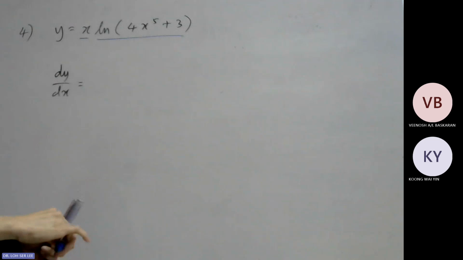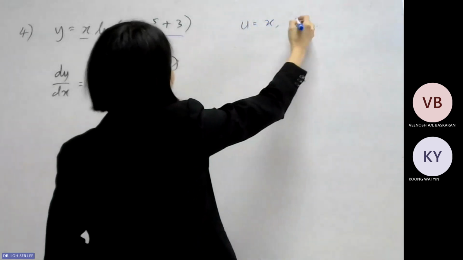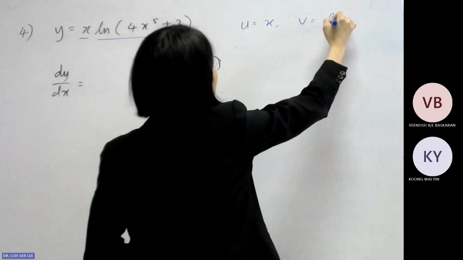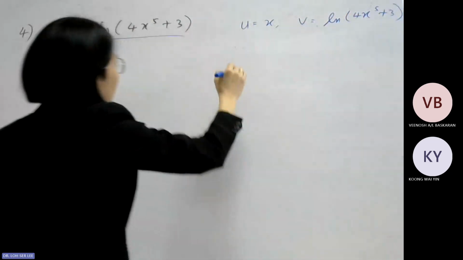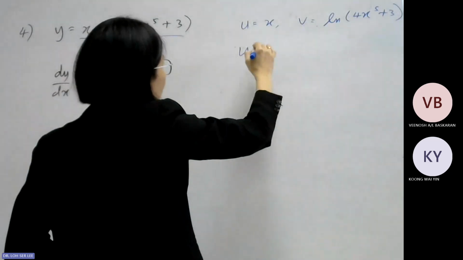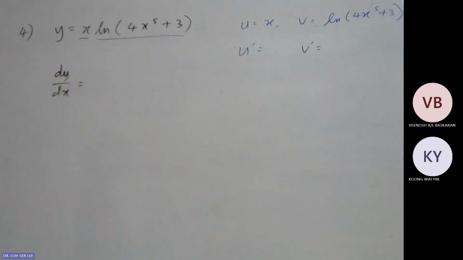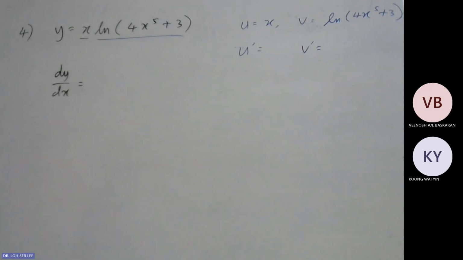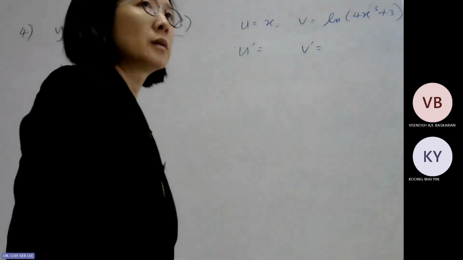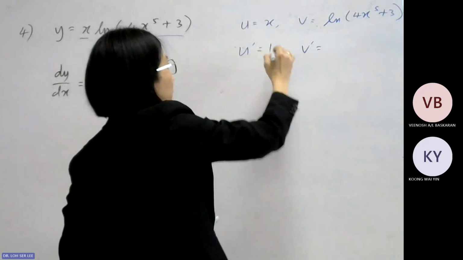Okay. If you want to write this out, you can write like this. u is x, v is log function. Okay, then find u prime and v prime. Okay, differentiate x, we get a 1.